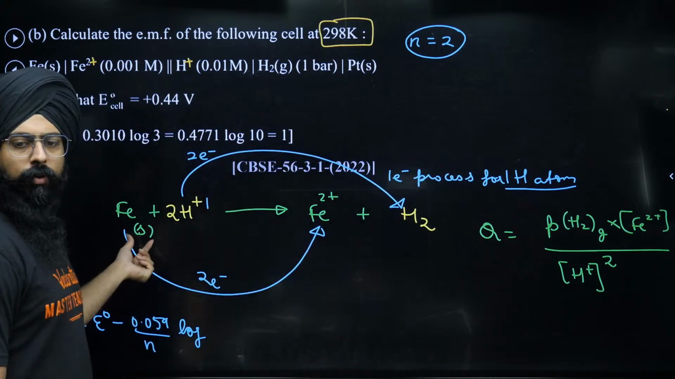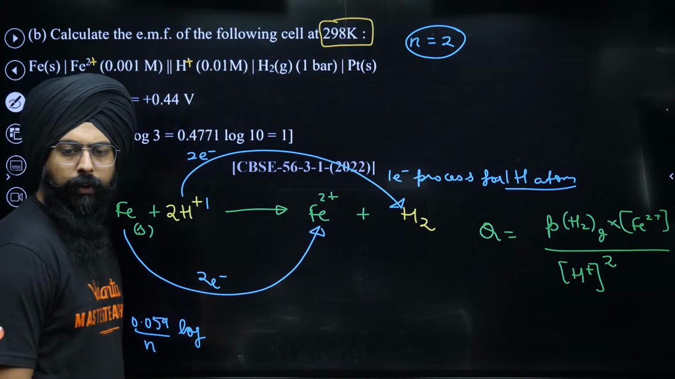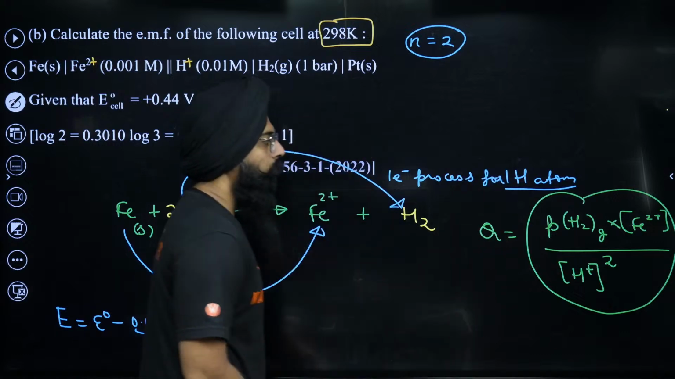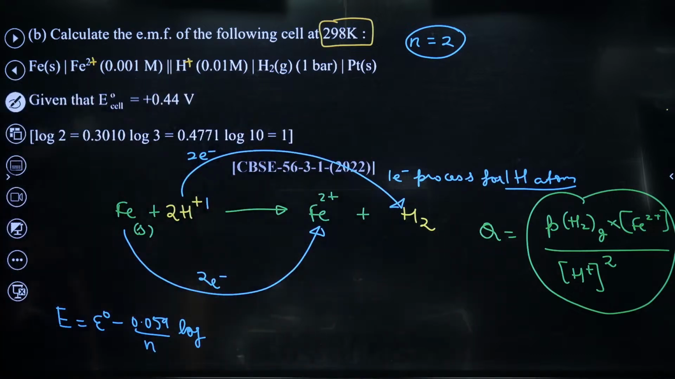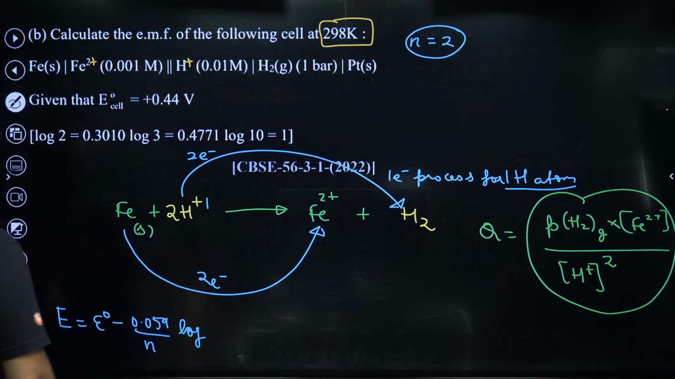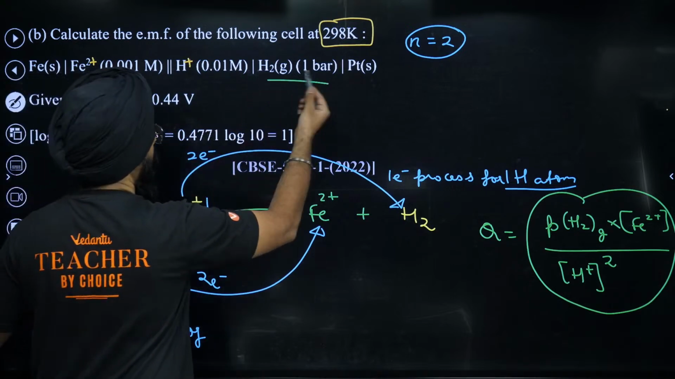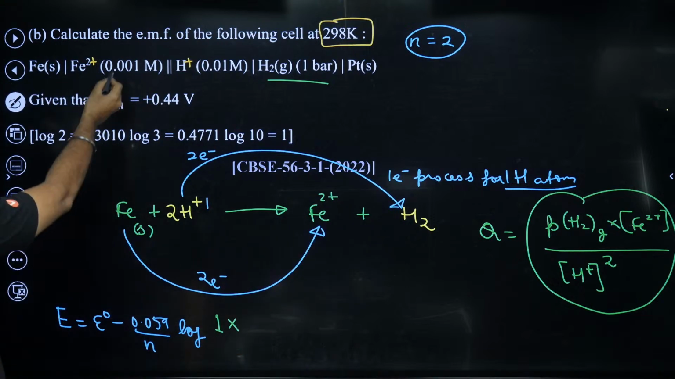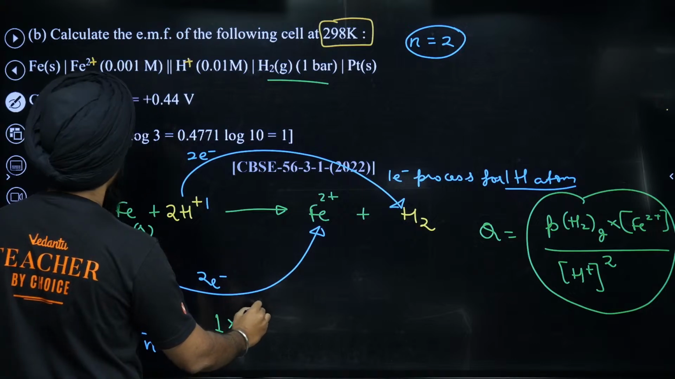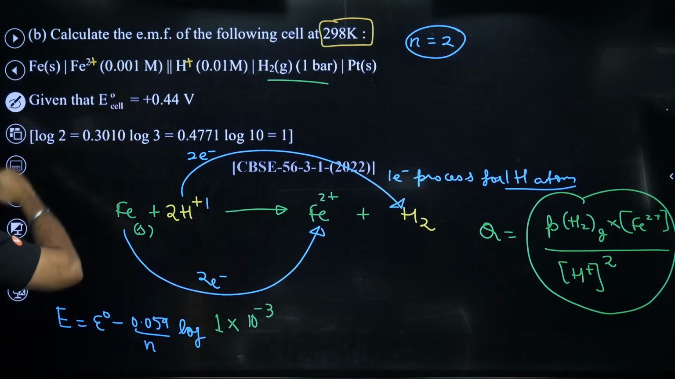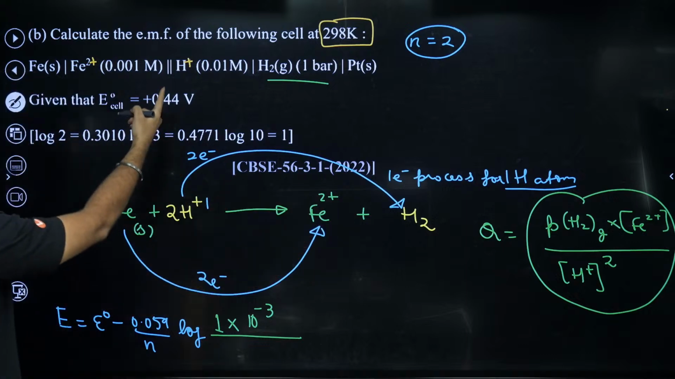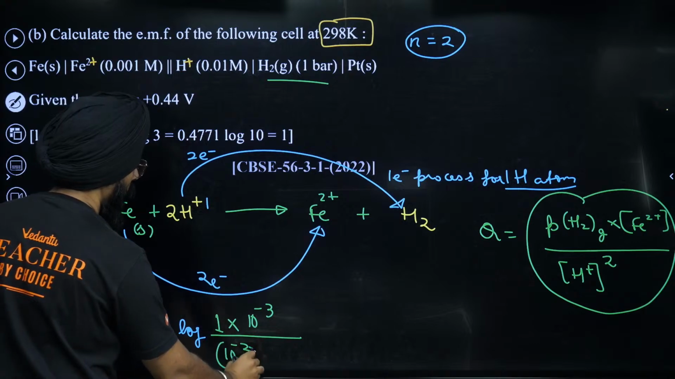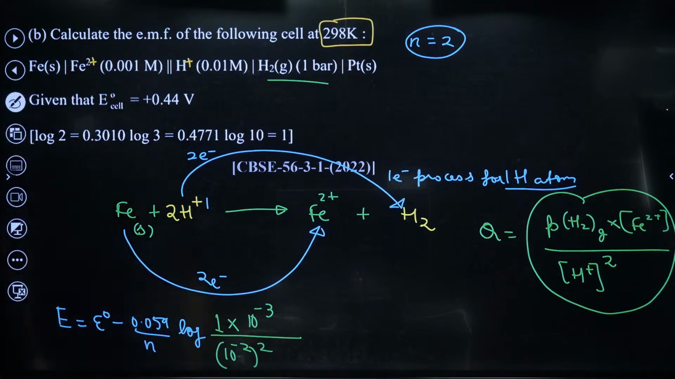And do we take the contribution of Fe? No, because this is a pure solid. So this is the reaction quotient, and that's what you have to fill over here. So what is the pressure of H2 given as? 1 bar pressure. Okay, nice. What is the iron's concentration given as? 10 to the power minus 3 molar. Divide by, what is the H positive's concentration? 10 to the power minus 2, but this is squared. Fill the values, people, you'll get the answer.